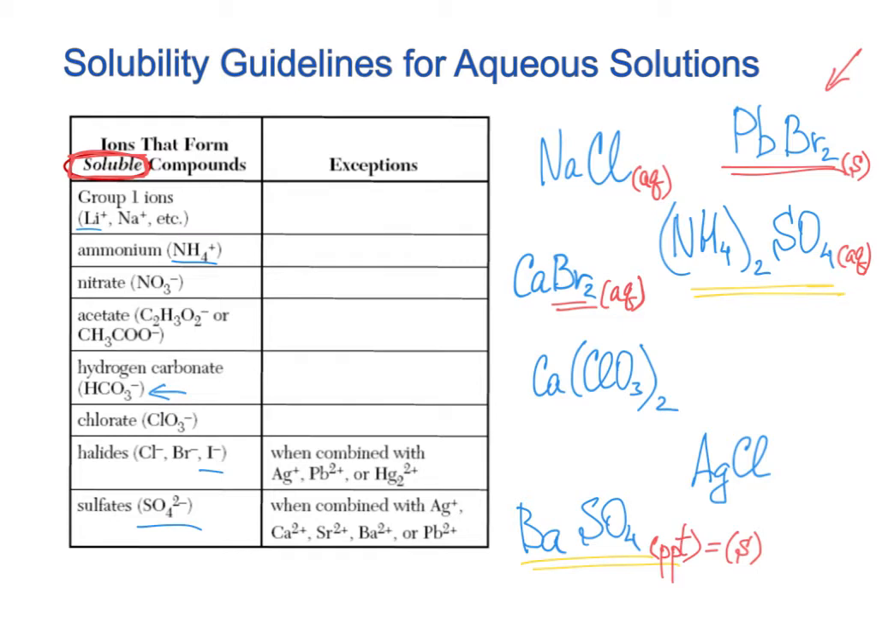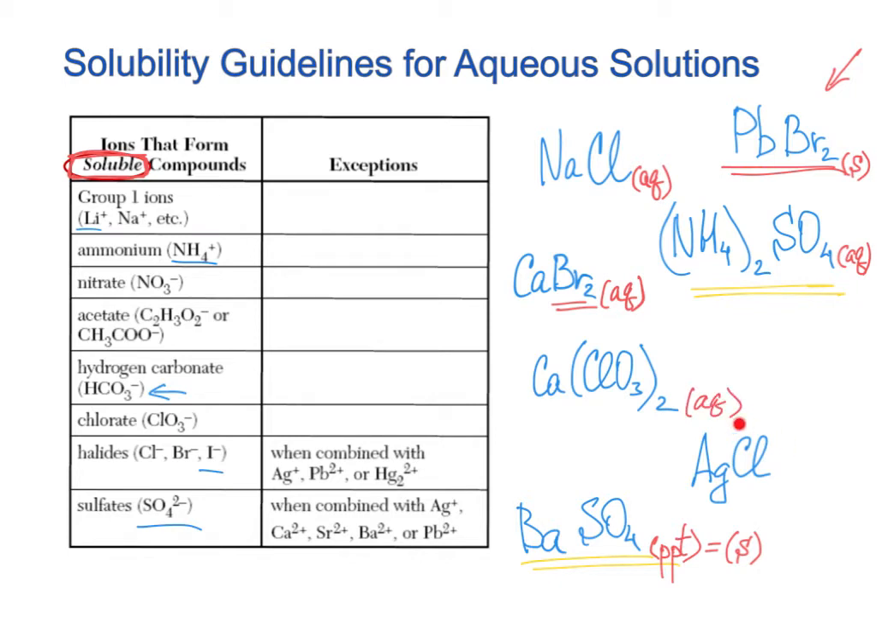Now let's look at calcium chlorate. This compound over here, chlorate ion, is clearly here on the table of ions that form soluble compounds, and you can see that chlorate doesn't have any exceptions. So any ionic compound that includes chlorate in its structure will be a soluble compound. So we can bravely put AQ next to this compound.